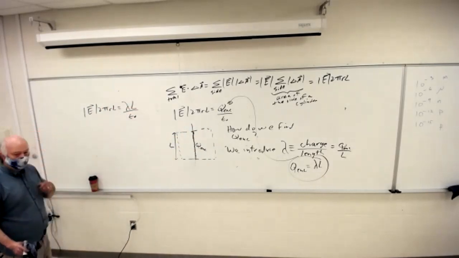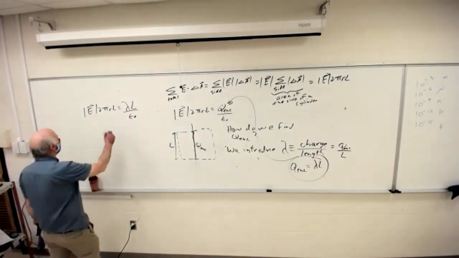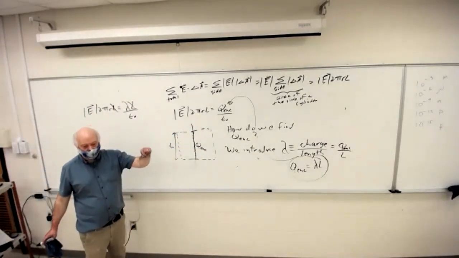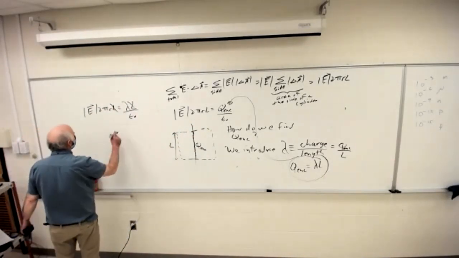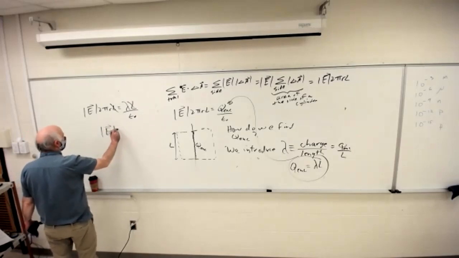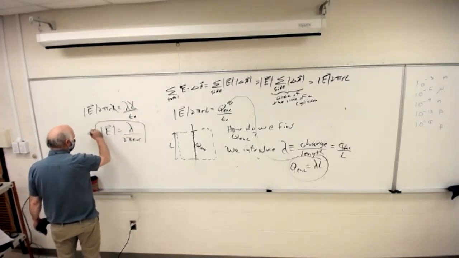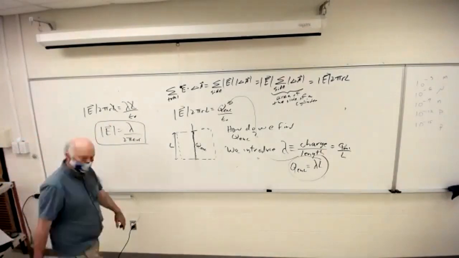Well, L cancels, that's really good. That's really good because L is the length of our imaginary surface, and your answer better not depend on the value of the imaginary surface. Take this up over here, and this tells me the electric field is lambda over 2 pi epsilon naught r. So it doesn't fall off as fast. A point charge goes off as 1 over r squared. This goes off as 1 over r.